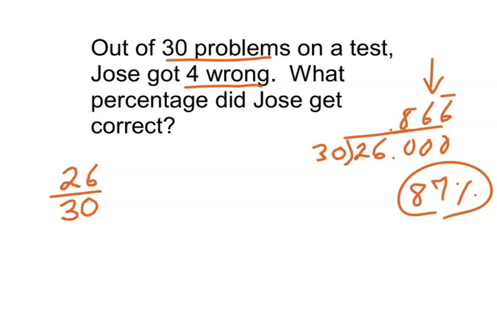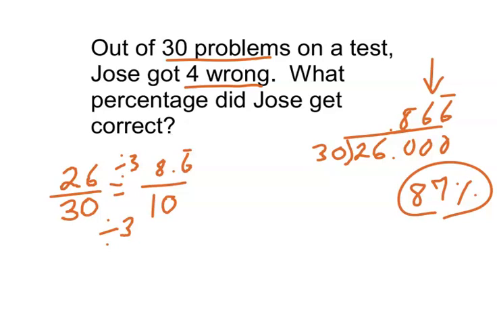The other thing we can do is scale it down, right? What can go into 30 that'll take it down to 10? Well, we can divide by 3, right? And if we do that, we have to divide 26 by 3. Well, 26 divided by 3 is 8.6 forever and ever and ever.